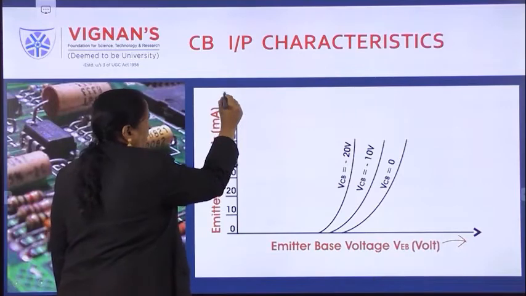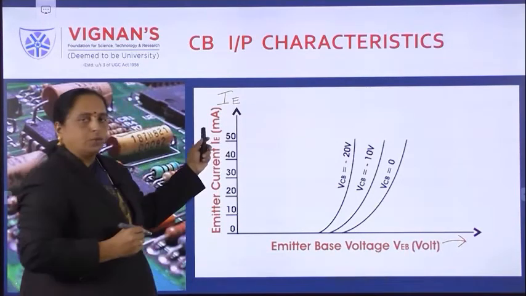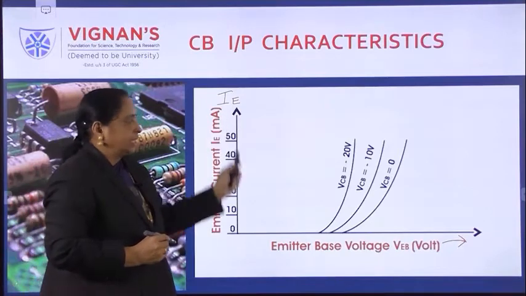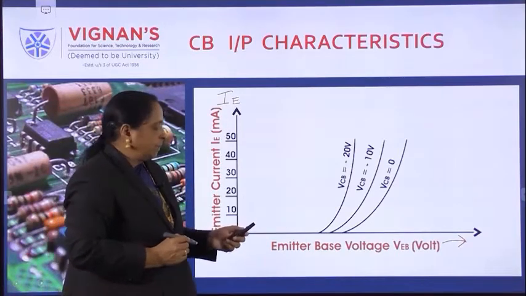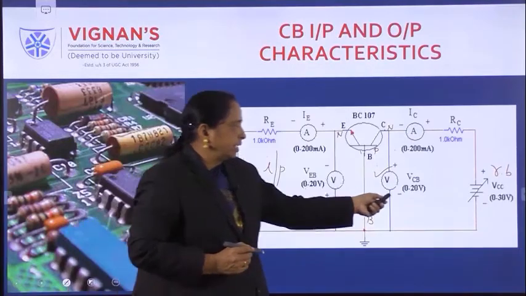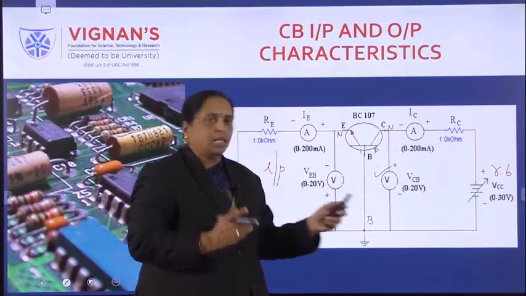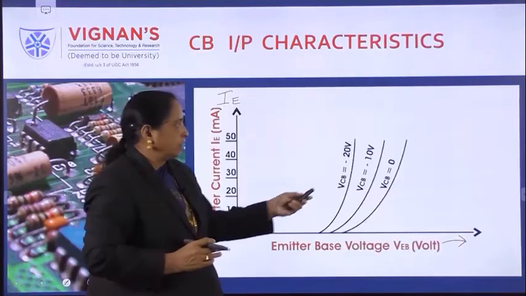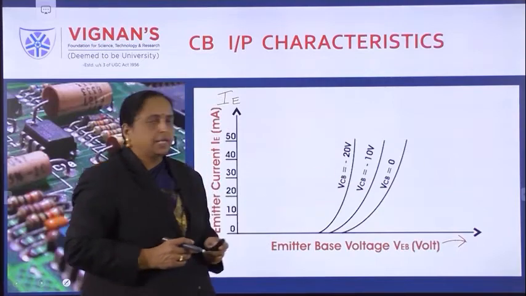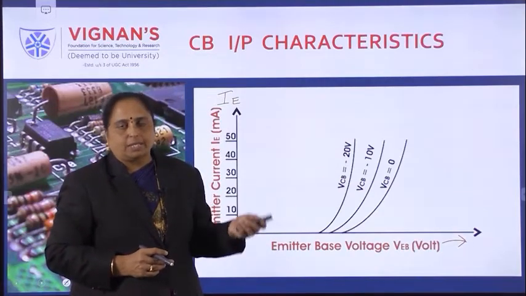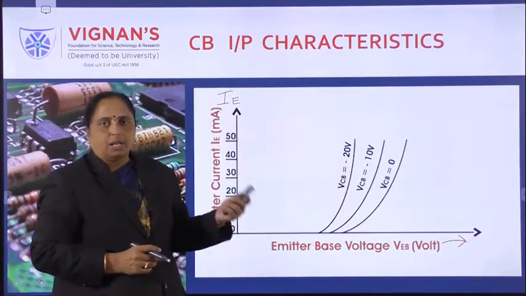So this is known as emitter current, which is measured in milliamperes, which is taken on the y-axis by keeping VCB constant. VCB, where is it connected? See here, this is VCB, which is kept constant. That means initially we keep VCB at 0 volts, then we keep VCB at 10 volts and 20 volts. As the reverse bias connection is given there, we mention this as a minus voltage, minus 10, minus 20.